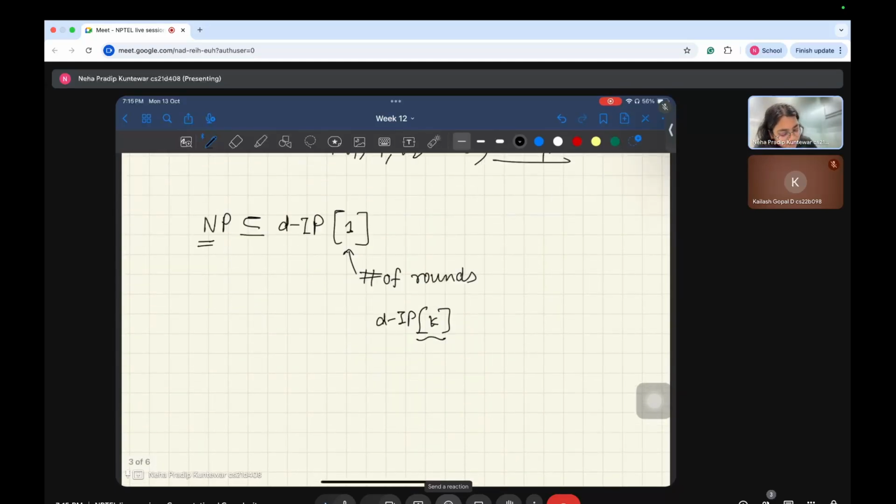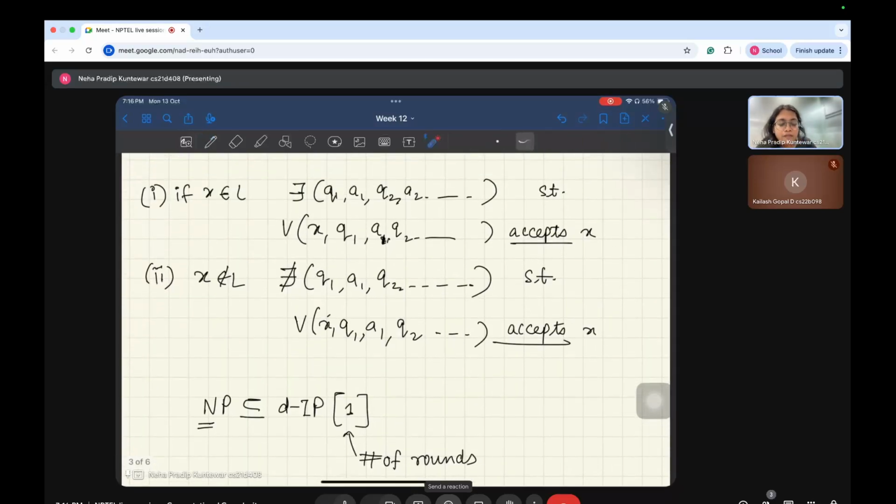And we also know that this containment is true in the other direction as well. In fact, DIP is also contained in NP.